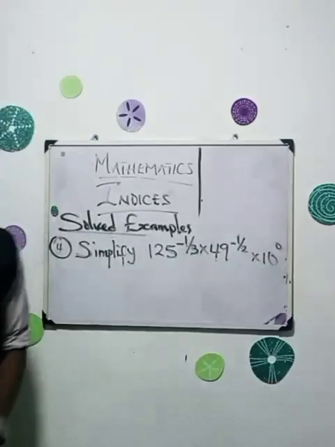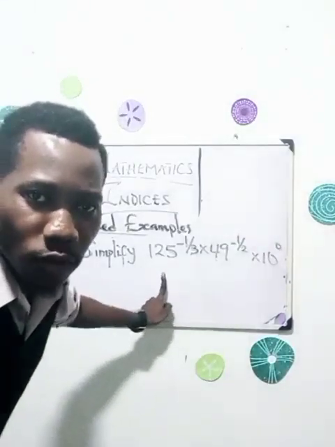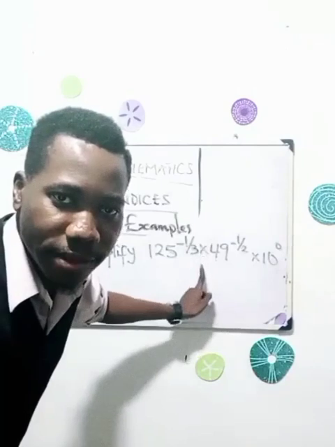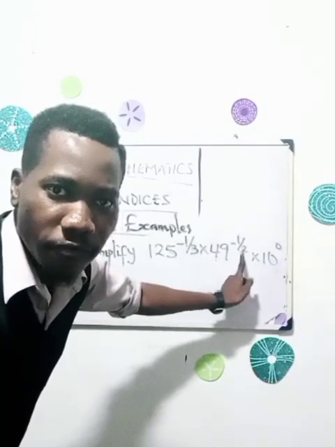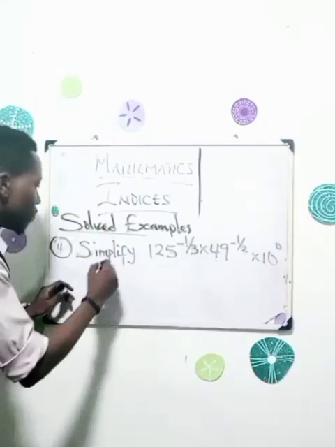So this is our question. Simplify 125 raised to the power of minus 1 over 3 times 49 raised to the power of minus 1 over 2 times 10 raised to the power of 0. Solution.